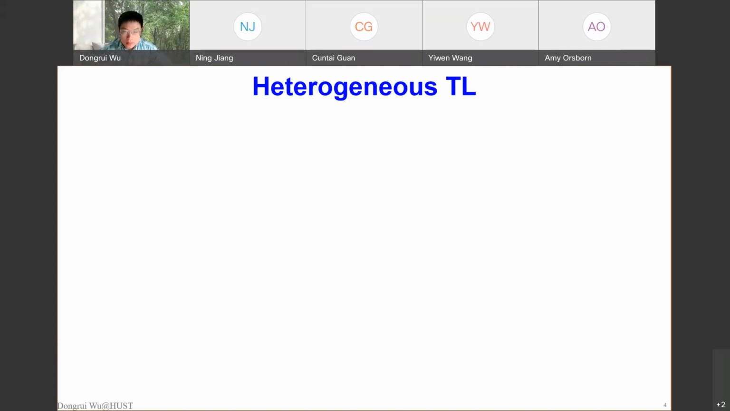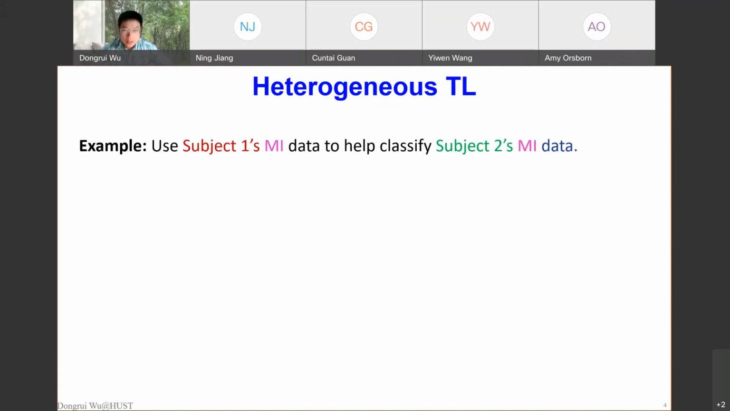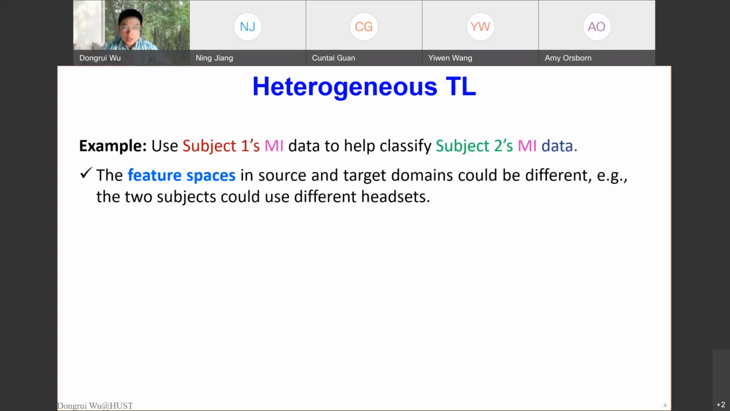Okay, in this talk, we distinguish between heterogeneous transfer learning and homogeneous transfer learning. Heterogeneous transfer learning may be the most challenging transfer learning scenario. Let's use one example to illustrate that. Let's say we want to use subject 1's MI data to help classify subject 2's MI data. Here we may have 4 challenges.